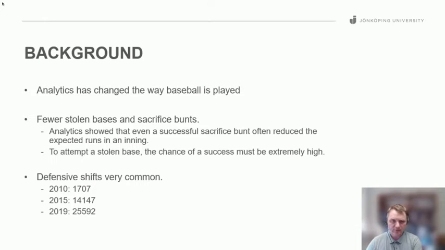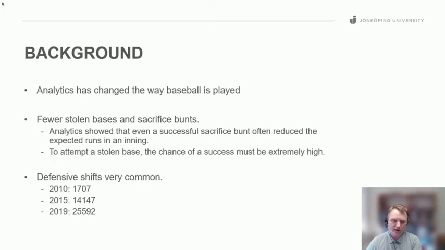Starting with baseball, it's easy to think about the Moneyball revolution as just a tool for scouting and player evaluation. But the data-driven approach has actually changed the way baseball is played. For instance, there are now significantly fewer stolen bases and sacrifice bunts. And the reason is that analytics showed that even a successful sacrifice bunt often reduced the expected runs in an inning, and that for attempting a stolen base, the chance of success must be extremely high.